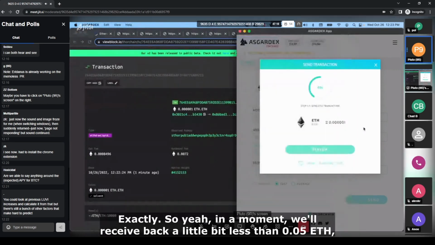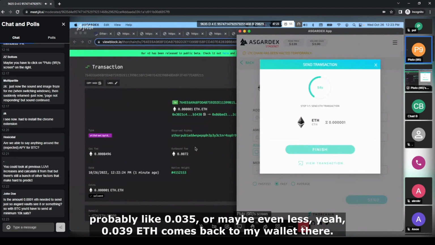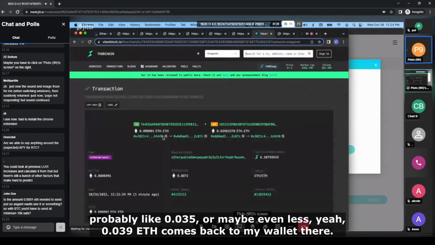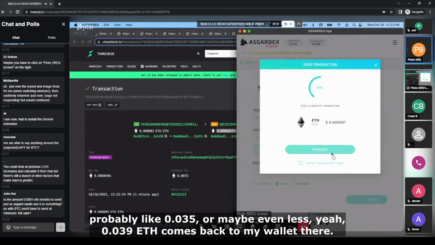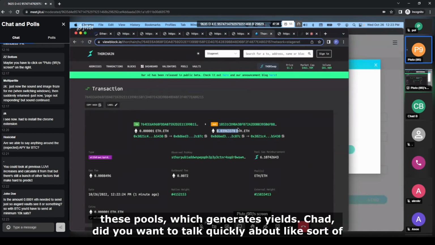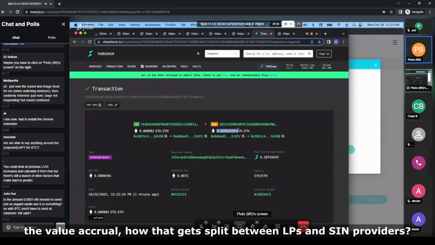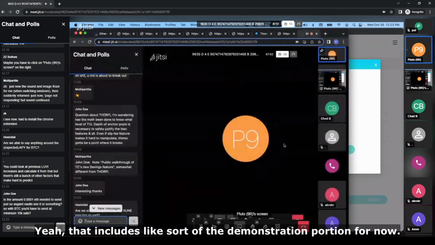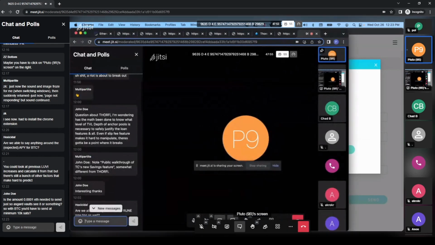So yeah, in a moment we'll receive back a little bit less than 0.05 ETH, probably like 0.035, or maybe even less. Yeah, 0.039 ETH comes back to my wallet there. So obviously in a mainnet environment, there would be a ton of swaps and volume going through these pools, which generates yield. Chad, did you want to talk quickly about the value accrual, how that gets split between LPs and synth providers? I think that concludes the demonstration portion for now.